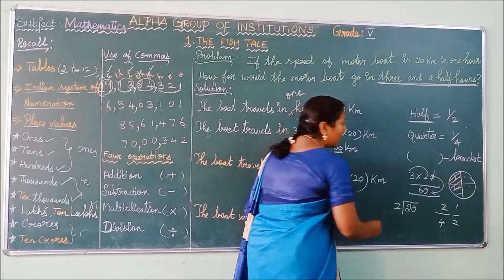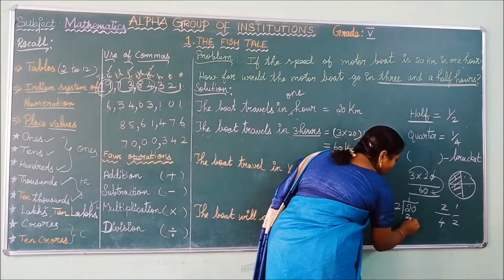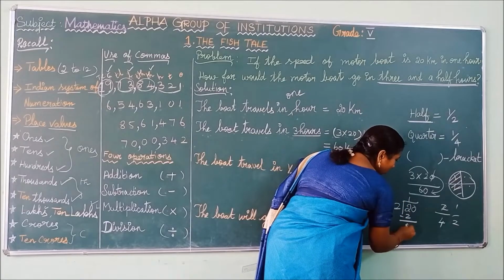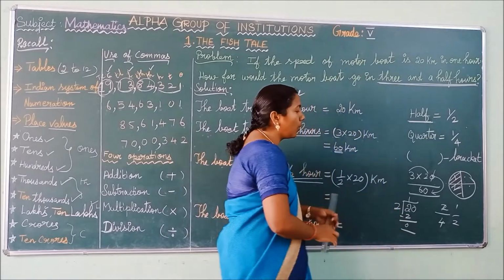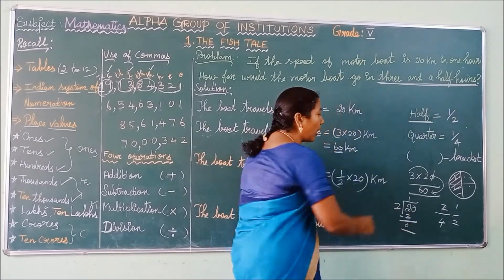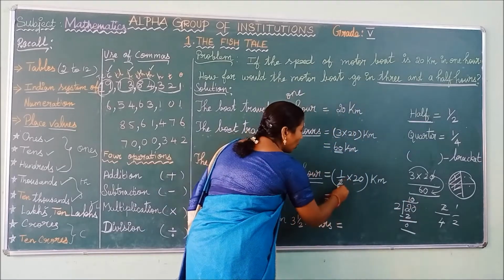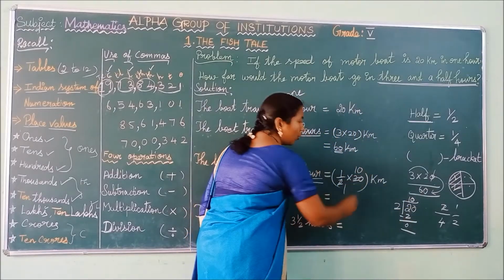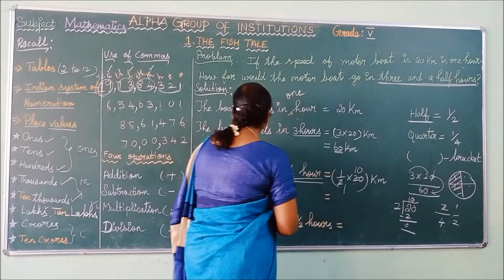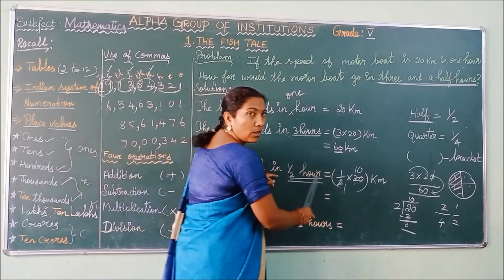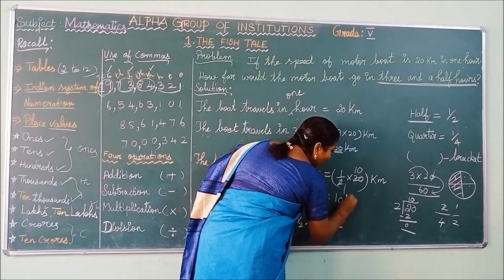You know the division already. So 1, 2 is 2. And subtracting 2 minus 2, 0. So in the divided part we have 1, 0. We have to add that 0 to the quotient part. So what is your answer? 1, 2 is 2, 10 2s are 20. You may also cancel like this. So the boat traveling half an hour equals 10 kilometers.